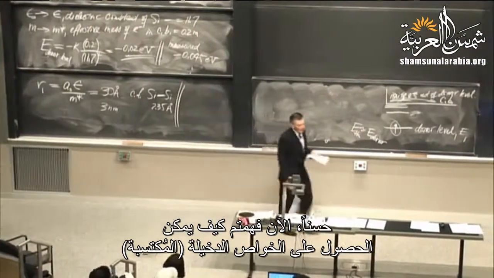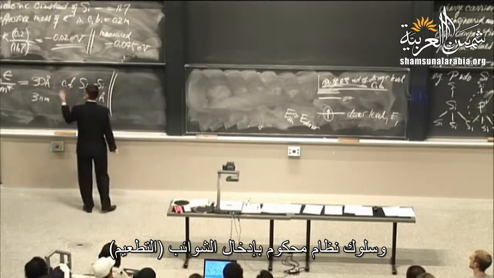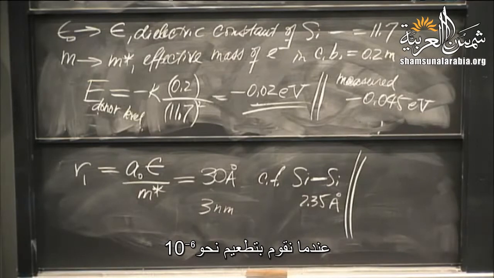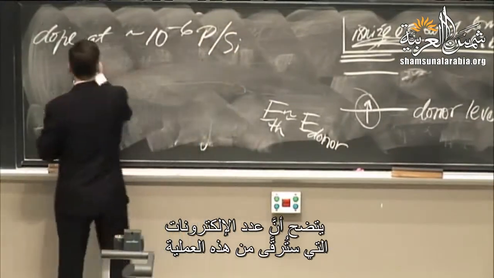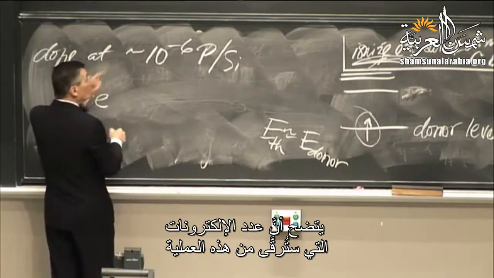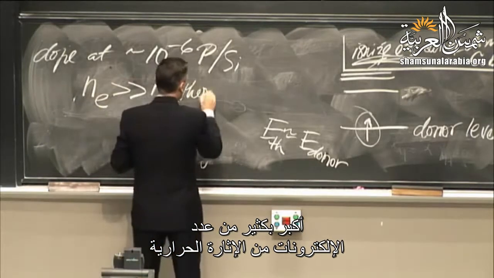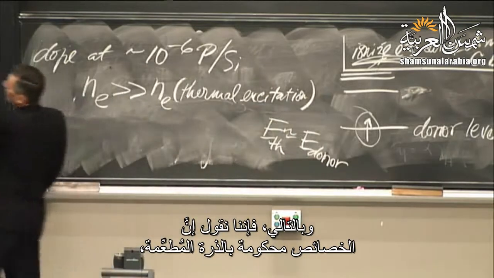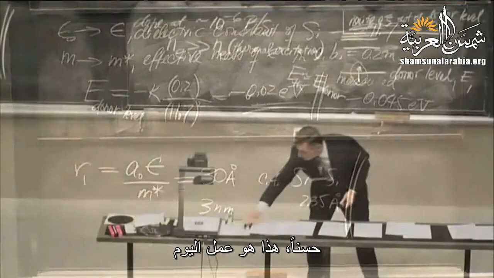So now you understand how you can get extrinsic properties and the behavior of the system governed by the introduction of impurities. What I'm going to do next day is to show you that at typical doping levels, about 10 to the minus 6, 1 part per million phosphorus per silicon, the number of electrons from this operation is much greater than the number of electrons from thermal excitation, which is tiny. Therefore, we argue that the properties are governed by the dopant atom, and so we have extrinsic behavior. Okay, well, that's a day's work.